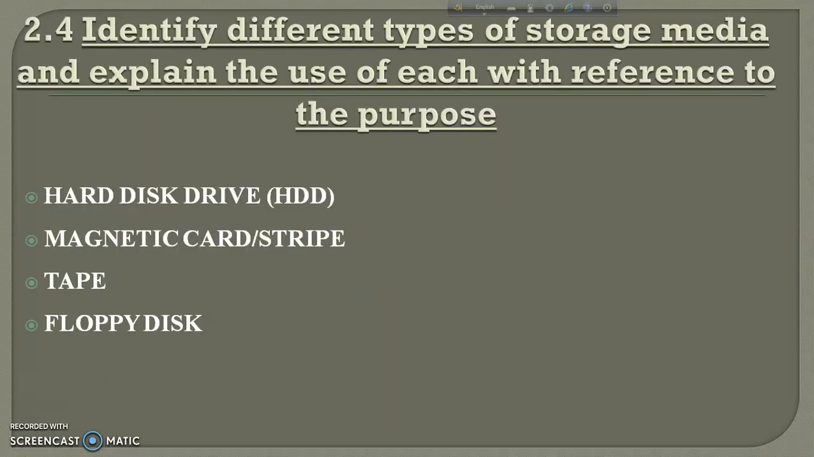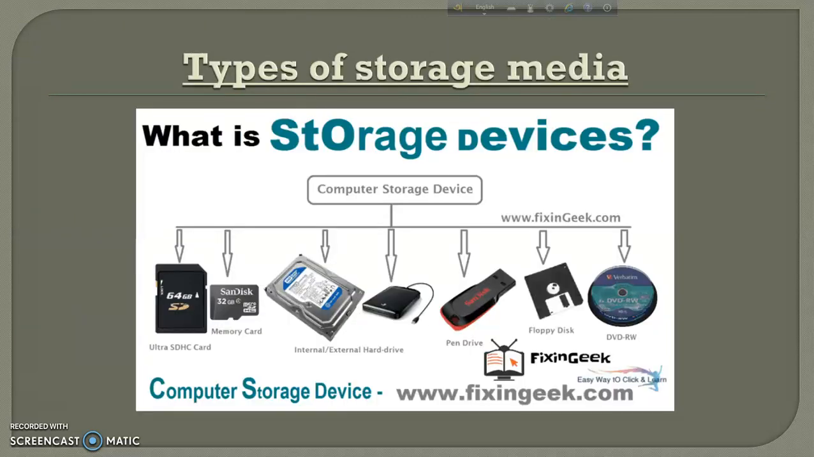2.4 Identify different types of storage media and explain the use of each with reference to the purpose. 1. Hard disk drive, HDD. 2. Magnetic card stripe. 3. Tape. 4. Floppy disk. Types of storage media pictures.